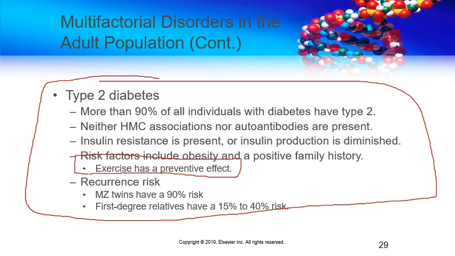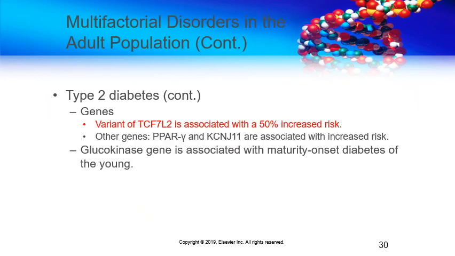Identical twins have a 90% risk, and then the first degree relatives have a 15 to 40% risk. Again, type 2 diabetes, there is a variation of this gene that's associated with a 50% increased risk.